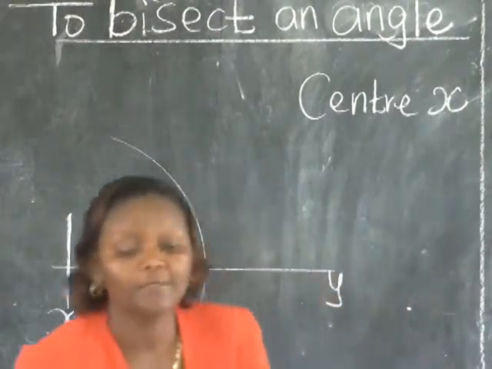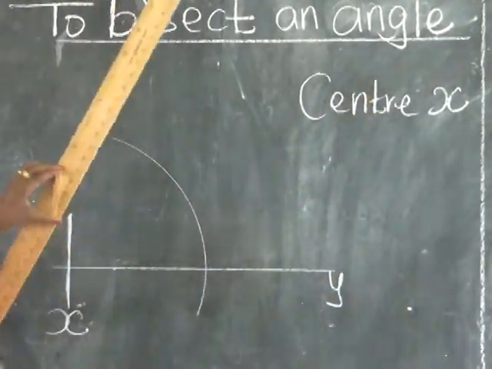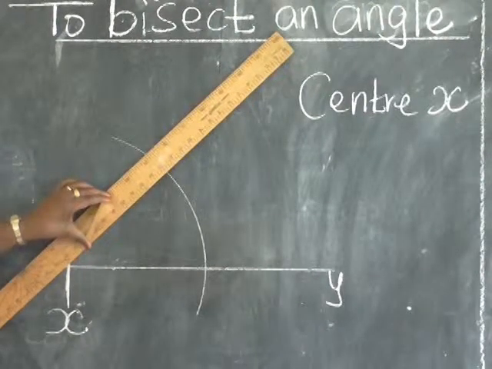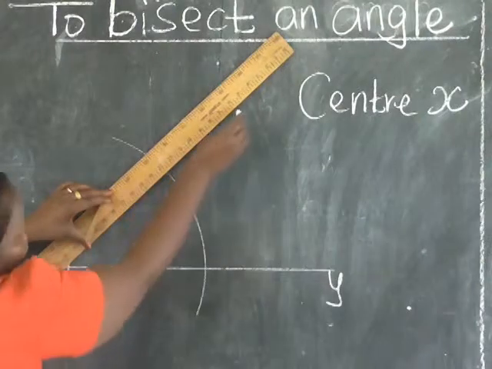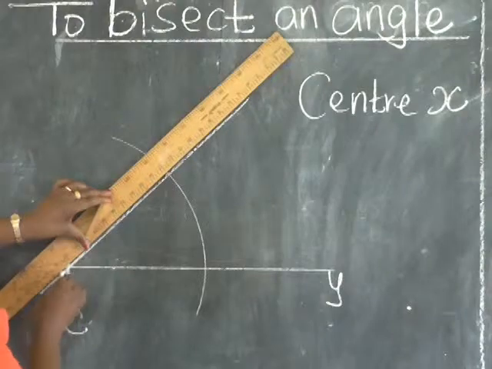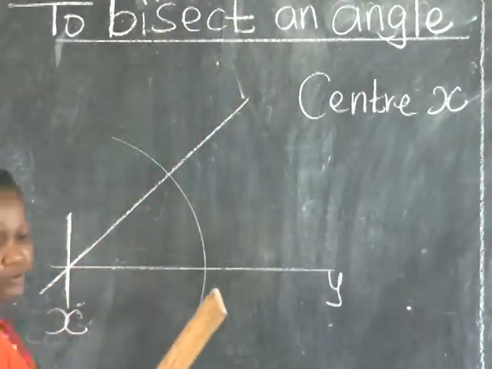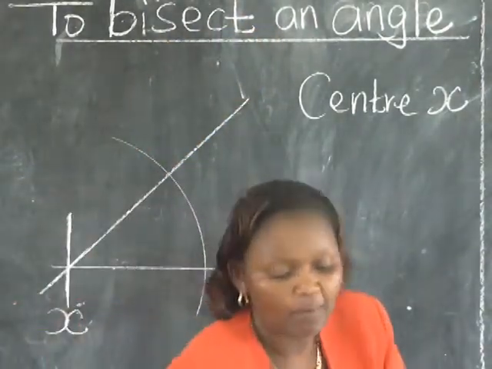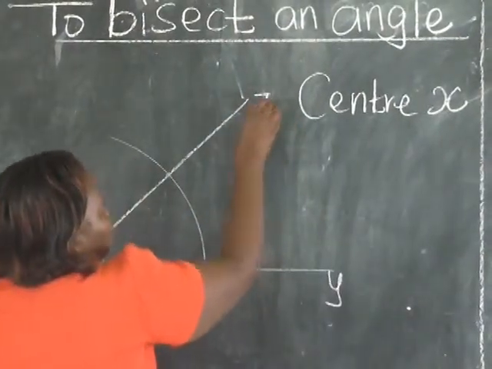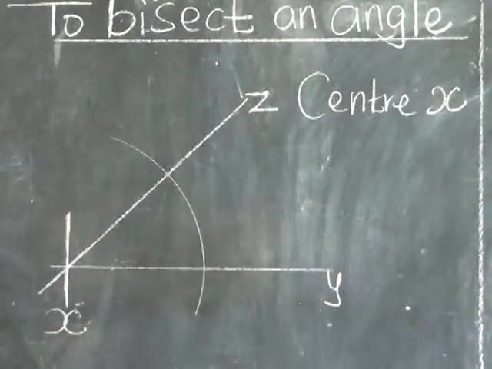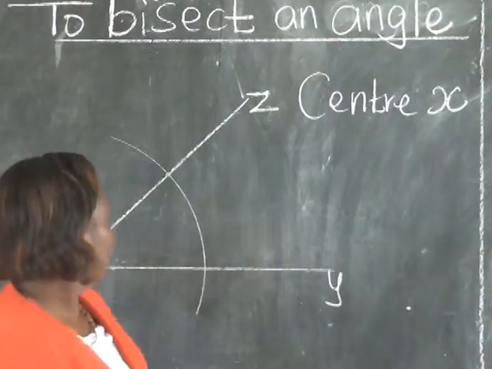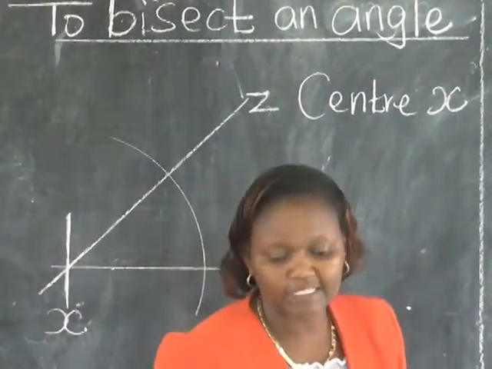Take your ruler. Draw another line there. Place your ruler there. From point X, draw a straight line using your ruler. And then mark the end of that line X. Take that point to be X. Good. Take that edge to be X.